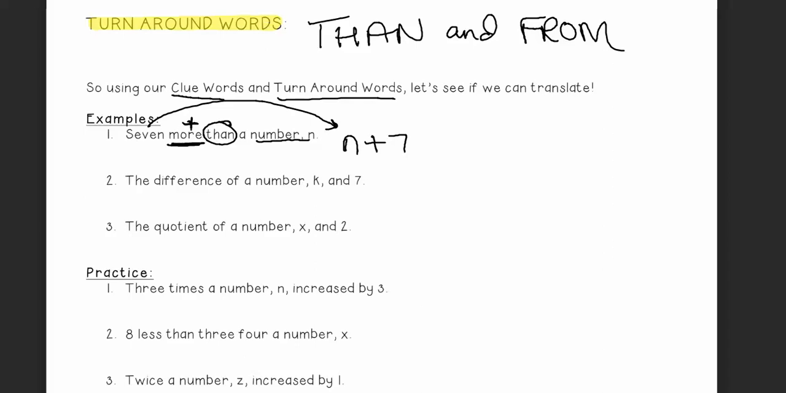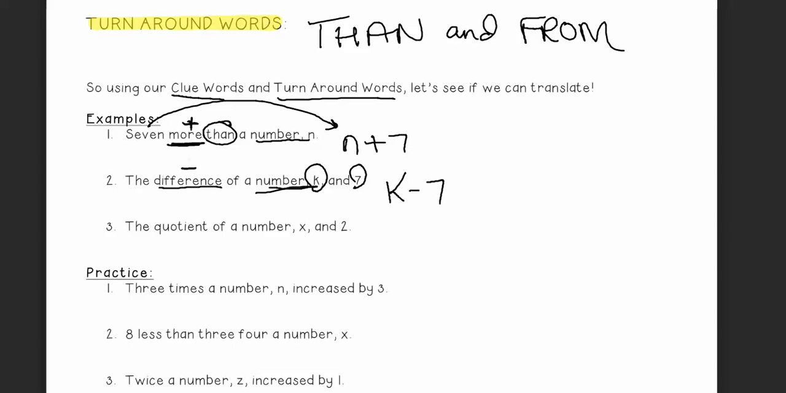If I look at number 2, it says the difference of the number k and 7. So notice my number is just going to be k, and I don't have any turnaround words. I don't have the word than or from, but I do have the word difference. Difference means subtract. So because I have no turnaround words, k came first, 7 came second, it's just k minus 7.